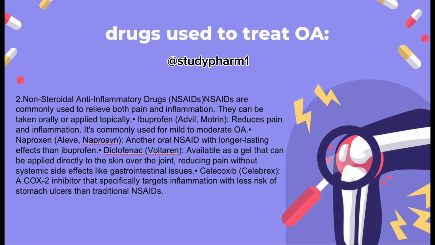Ibuprofen, Advil, Motrin, reduces pain and inflammation. It's commonly used for mild to moderate OA. Naproxen, Aleve, Naprosyn. Another oral NSAID with longer-lasting effects than ibuprofen. Diclofenac, Voltaren. Available as a gel that can be applied directly to the skin over the joint, reducing pain without systemic side effects like gastrointestinal issues. Celecoxib, a COX-2 inhibitor that specifically targets inflammation with less risk of stomach ulcers than traditional NSAIDs.